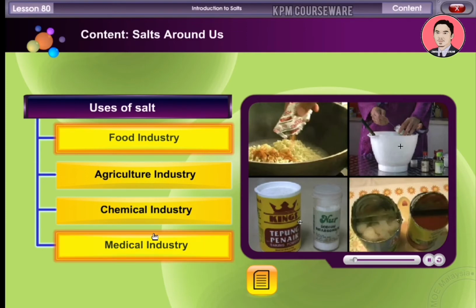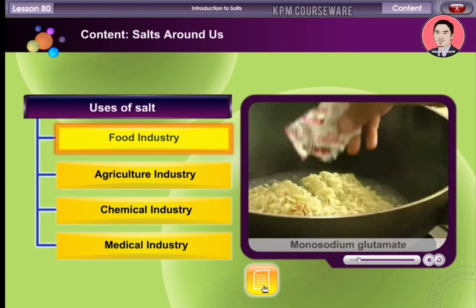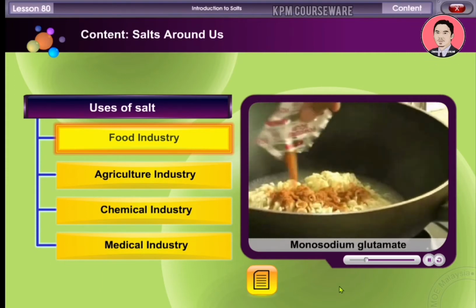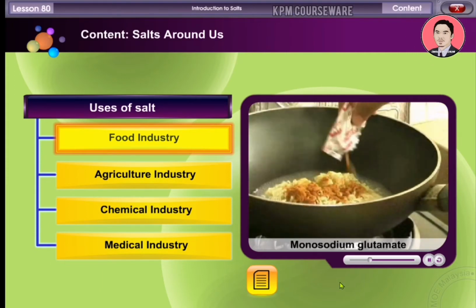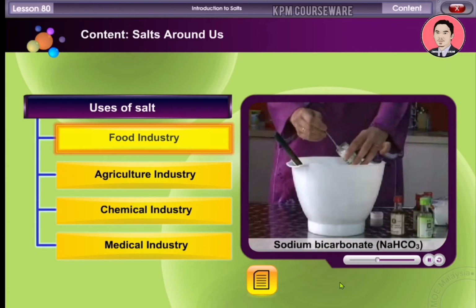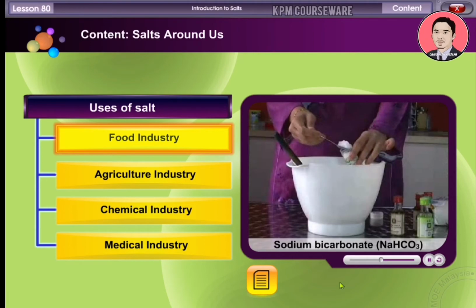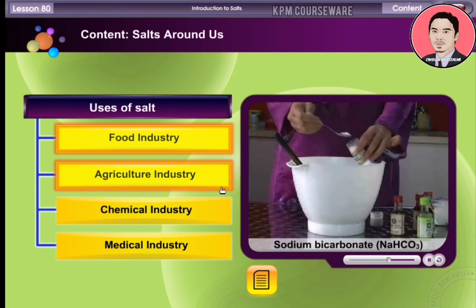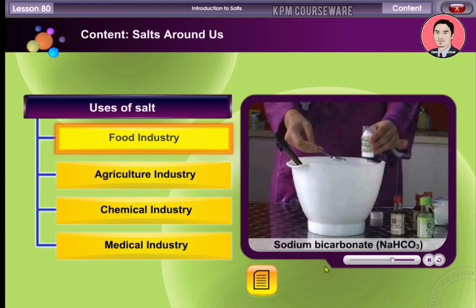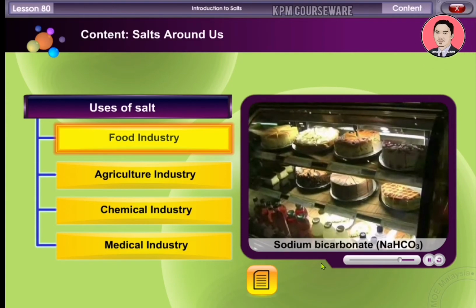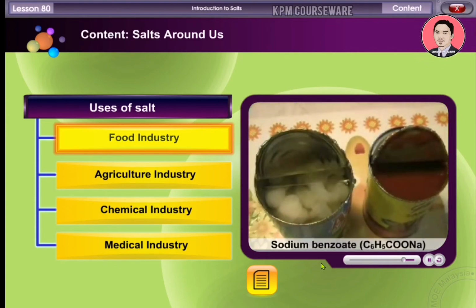Uses of salt in food industry. Monosodium glutamate is used as food flavoring. Sodium bicarbonate is used to make cakes and bread. Sodium benzoate is used for food preservative.